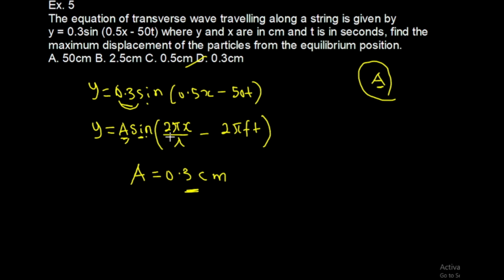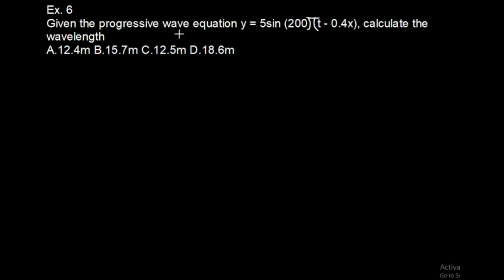Now I'm going to tell you how we are going to solve a case whereby we are asked to look for frequency, maybe wavelength or the likes. Now in this question, they said, given the progressive wave equation y equals 5 sine (200 pi t minus 0.4x), calculate the wavelength. So how do we go about this? The same principle. We compare and contrast the equation we are given in the question with the general equation for all plane progressive waves. Now, what's the general equation for all plane progressive waves?